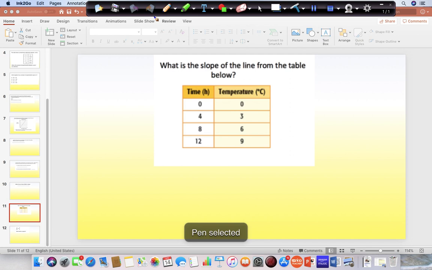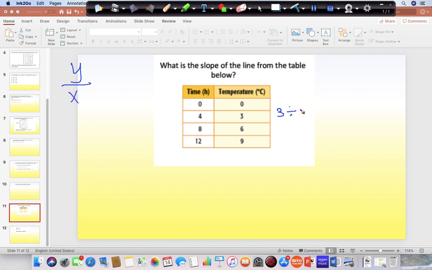It says, what is the slope of the line from the table below? Remember slope, we want to divide our y by our x. And when we have 0, 0, we are not going to be working with that because 0 divided by 0 is not going to be the same for every other one of our x and y values for this problem. But for the rest of them, we want to divide our y by our x.